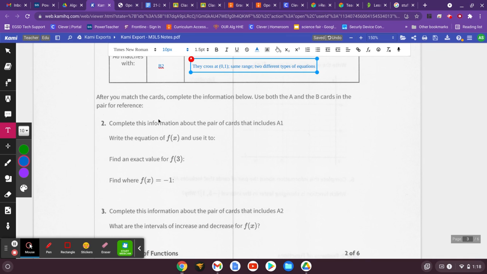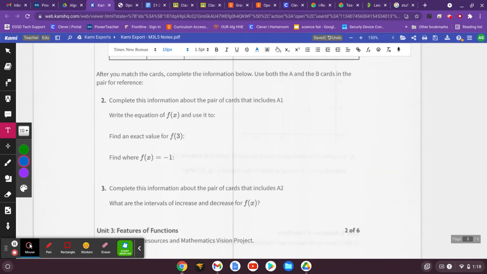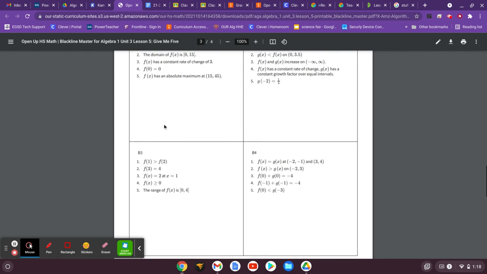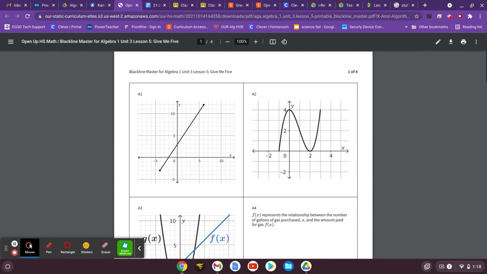So after we've matched the cards, complete the information below. Use A and B in the pair for reference. So we're going to complete the information about that includes A1. Write the equation for f of x and use it to find f of 3 and that one. So let's write the equation for A1. So if I look at A1, I know it crosses at 0, 3, so that's my B. And it looks like my slope is up 3 over 2. Because if I go from this point to this point, that's what I get.